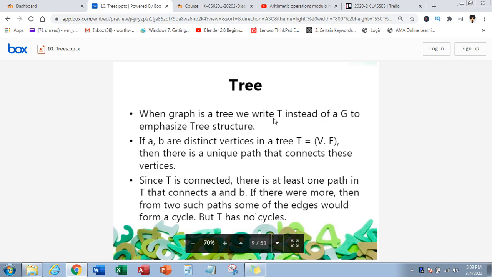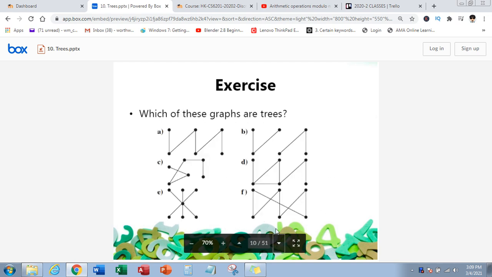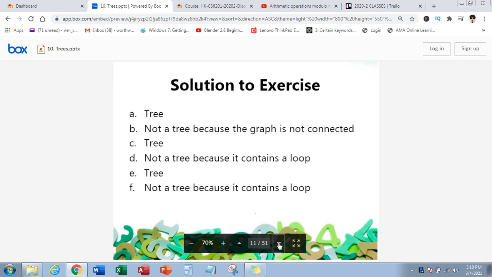When a graph is a tree, we write T instead of G to emphasize tree structure. If A, B are distinct vertices in a tree T equals (V, E), then there is a unique path that connects these vertices. Since T is connected, there is at least one path in T that connects A and B. If there were more, then from two such paths, some of the edges would form a cycle, but T has no cycle. So which of these graphs are trees? So exercises na to. I will give you the time to answer this on your own. And you can also check the solution after each exercise.